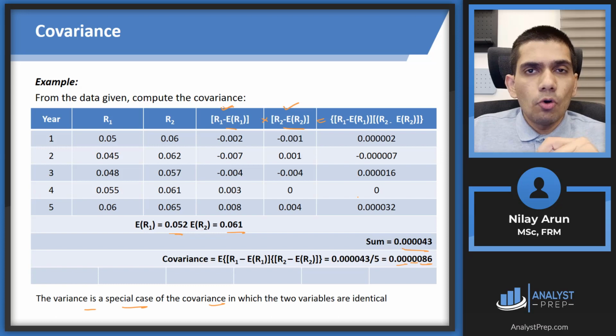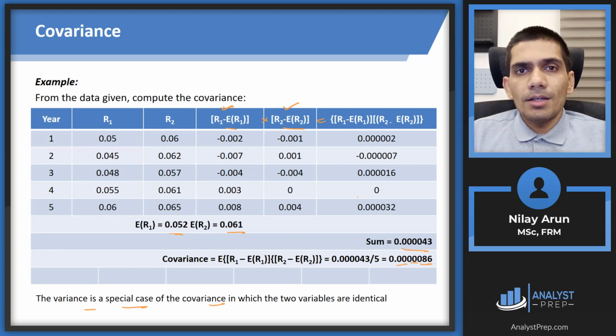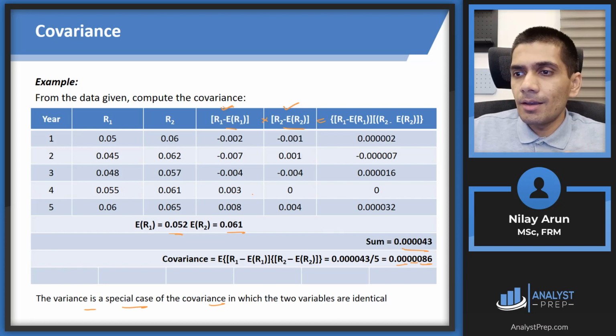Now, before we move on to correlation, let's understand: if our purpose is already solved, and we already know how these two data series are connected to each other, why do we need another measure to describe that relationship? The problem with covariance lies here. When we see this number, 0.0000086, the problem is that it does not give us an idea about the magnitude of the relationship. It gives an idea about the degree, but we don't know the exact magnitude.